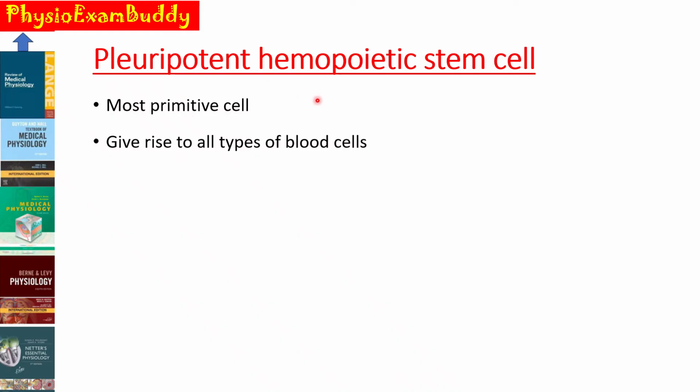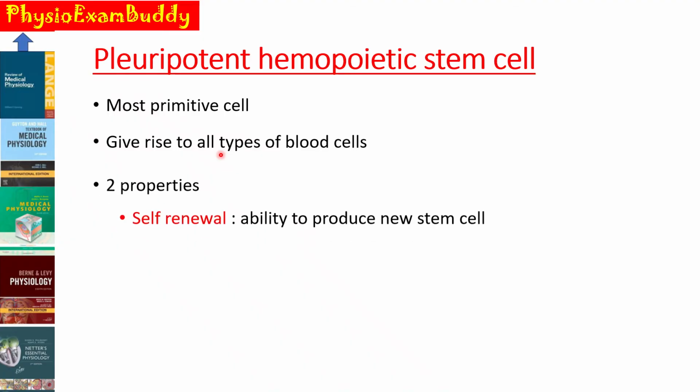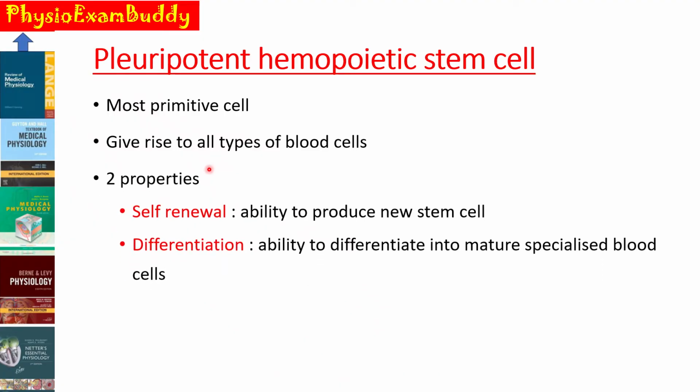Pluripotent hemopoietic stem cell. This is one of the most primitive cells. As the name suggests, pluripotent, it gives rise to all types of blood cells. This pluripotent hematopoietic stem cell has two properties. The first one is self-renewal and the second one is differentiation. Self-renewal means the ability to produce new stem cells. Differentiation means the ability to differentiate into mature specialized blood cells.